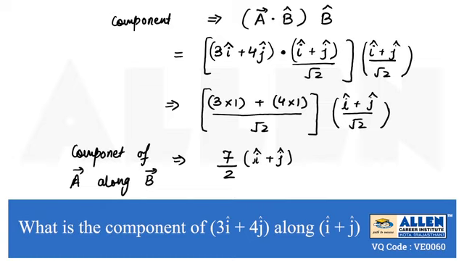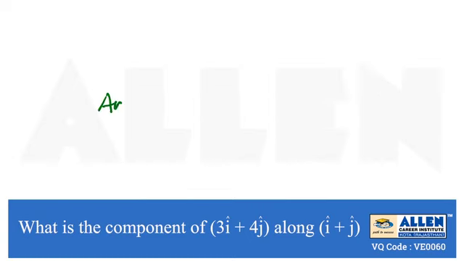So the answer to this question is 7 by 2 (i cap plus j cap).